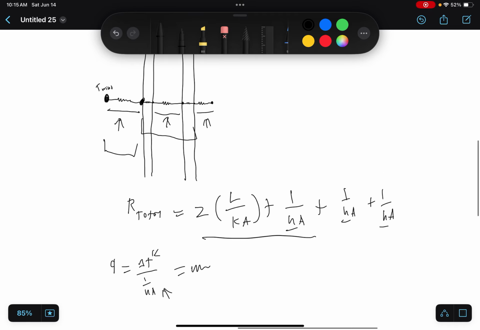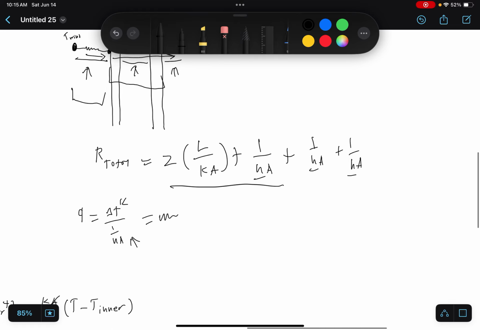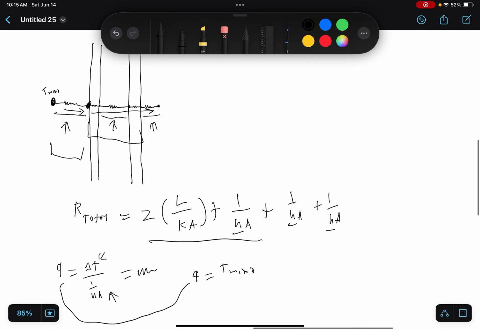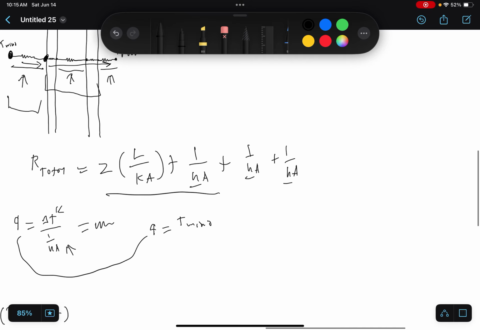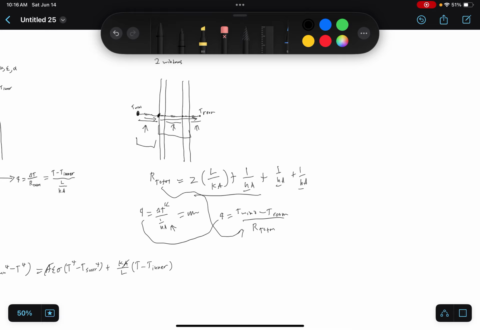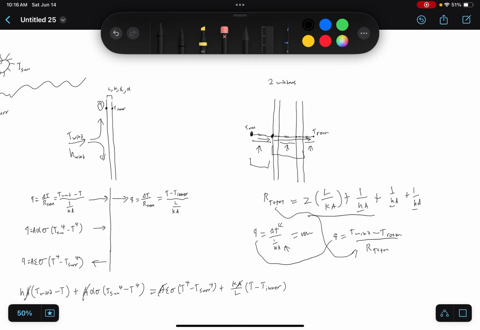And then, since the amount of heat entering the outer surface of the window has to go through the window all the way to the other side, you can say this same Q also equals T wind minus T room over R total, where R total is this. I don't think I explained that super great, but I think I explained that well enough to where I can remember in the future.